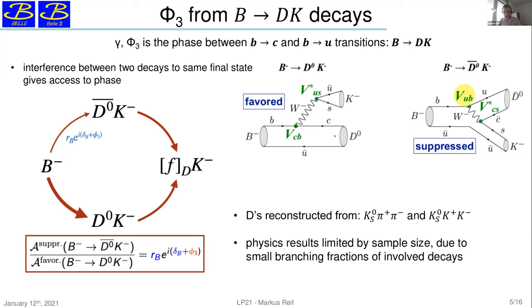And if you now reconstruct both of those decays from a common final state, here the Ds are reconstructed from K short pi pi and K short KK, then you get access to this phase. So you can take the ratio between the amplitudes of the suppressed and the favored mode. And this is given by this expression here, where you have the CKM angle, the strong phase, and the magnitude between the two of them.